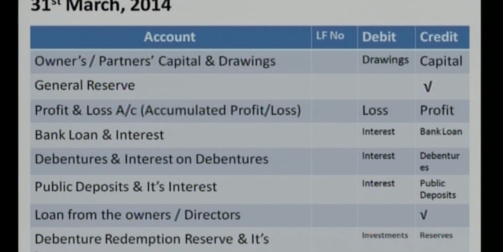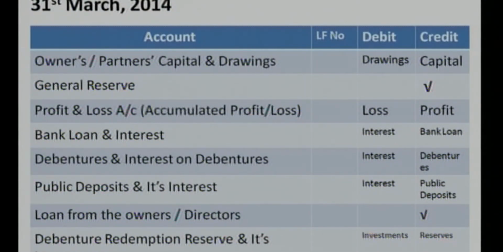Again we have to use 4 columns. Column number 1 will be the name of the account. Column number 2 will be the ledger folio number. Column number 3 will mention the debit balance of the account, and column number 4 the credit balance of the account. Now let us start one by one.